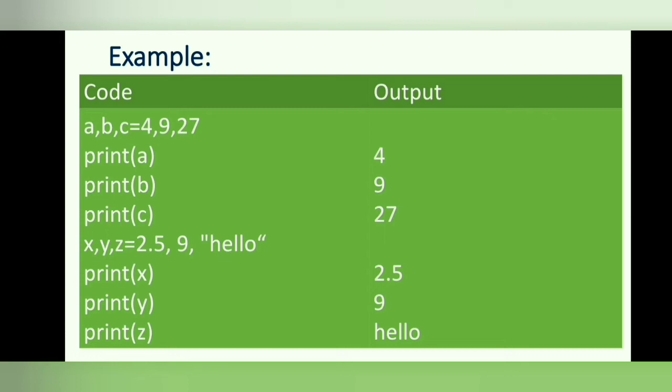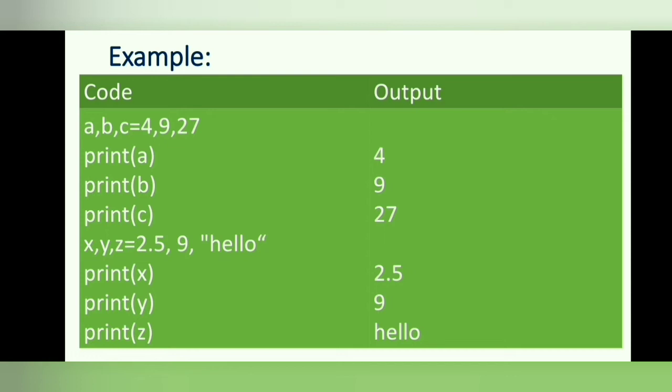Python assigns values from right to left. When we assign multiple variables in a single line, variable names are separated by commas. The variable names are declared to the left of the assignment operator. Similarly, the respective values of the variables are provided on the right hand side of the assignment operator separated by commas.